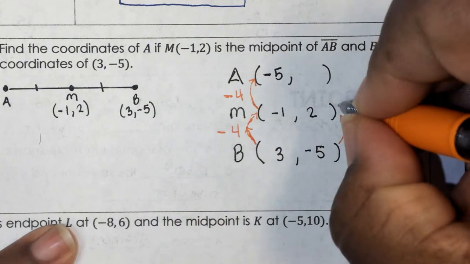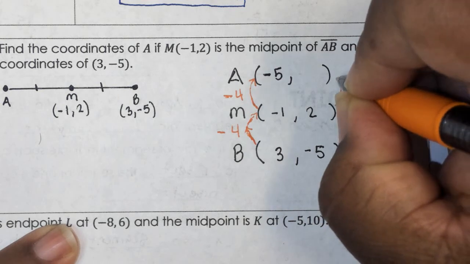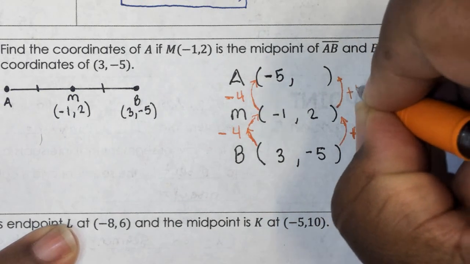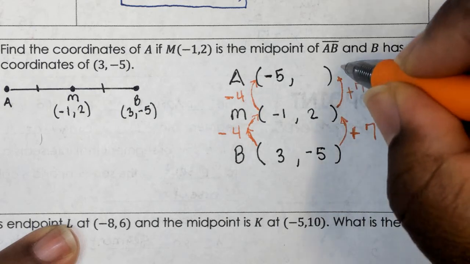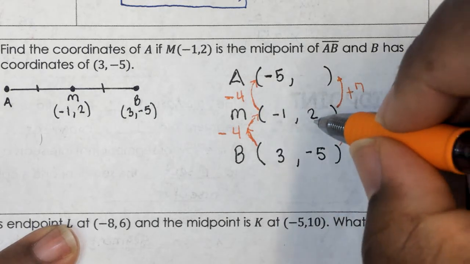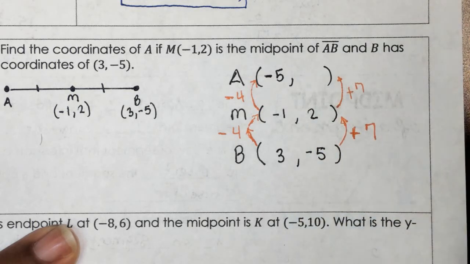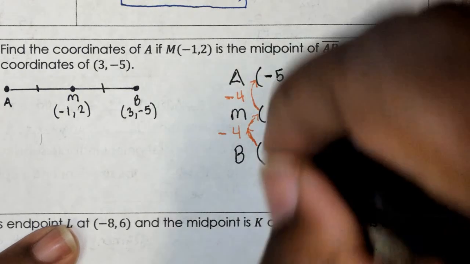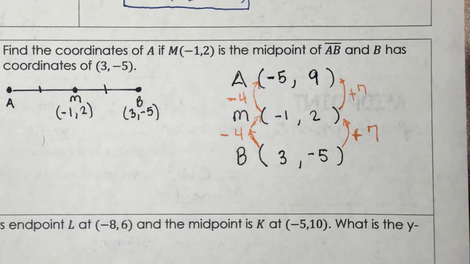On this side, 2 is where I'm at for my midpoint. I'm going to add 7 to that. Why? Because my change from B to M was 7. So I have to have the same change right here. So from M to A, I'm going to do 2 plus 7. 2 plus 7, 9. This will be my other endpoint at -5, 9.